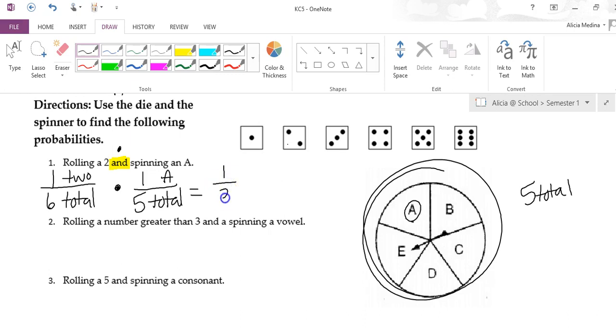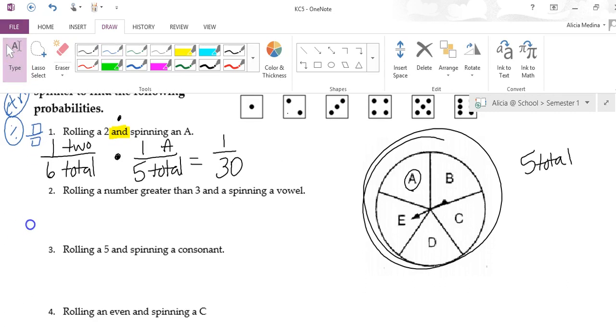So 1 over 30. Again, I'm probably not going to be showing you how to multiply the fractions each time. You should remember how to get the fraction. And if you don't remember how to get the fraction, you press the control button and then the division button. And that'll give you a little fraction bar like this. Okay? Alright, so what is the probability of rolling a number greater than 3 and, so we know we're going to be multiplying, spinning a vowel?